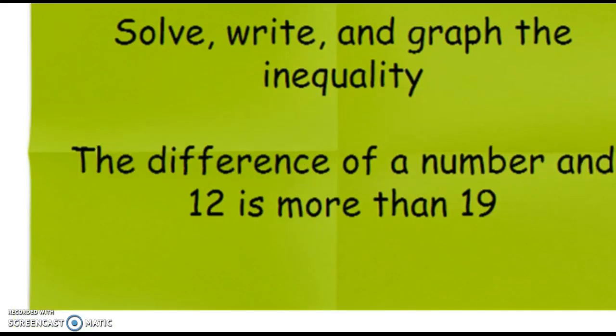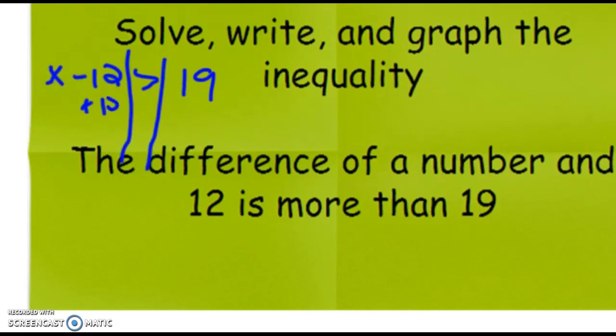All right, next one, same deal. The difference of a number and 12 is more than, so more than is a greater than sign, 19. Difference means subtraction, so it's x minus 12. To solve this, train tracks, you add 12 on both sides. x is going to be greater than 31.